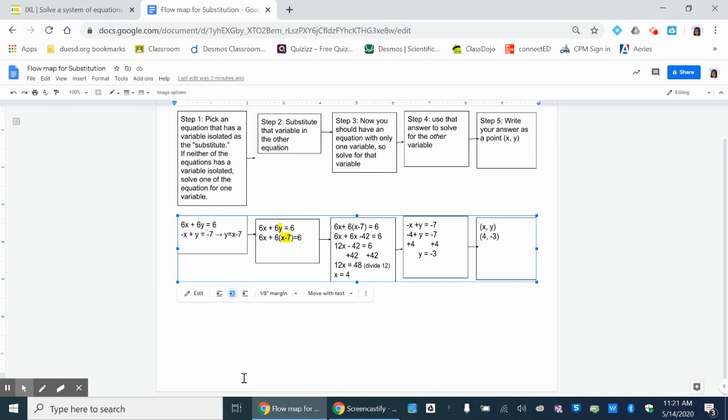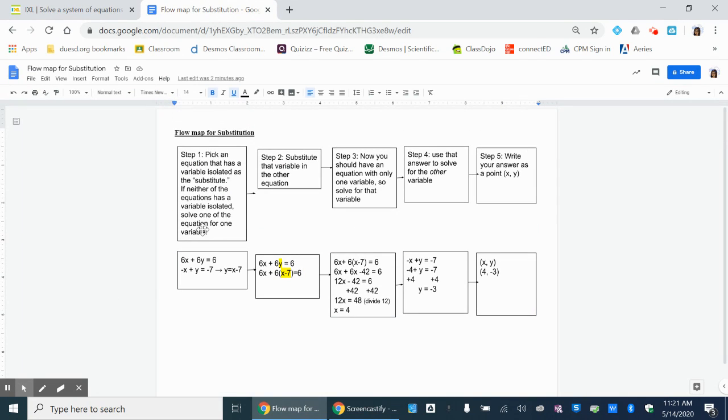All right, so once again, this was my original system. And then I needed to pick an equation that has a variable isolated as a substitute. The original system of equations did not have a variable that was isolated, so I had to do this second step: if neither of the equations has a variable isolated, solve one of the equations for one variable. So I added x to both sides so that I could get the y by itself on the left side. So y equals x minus 7.